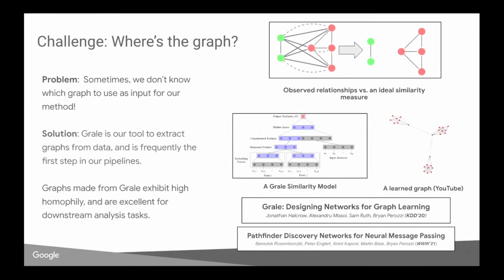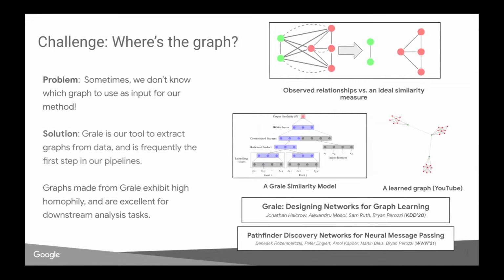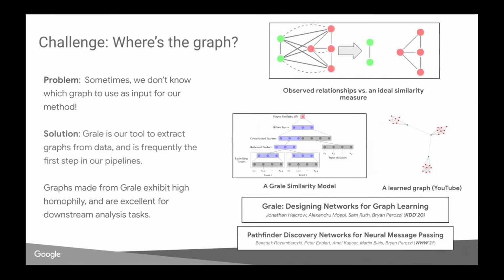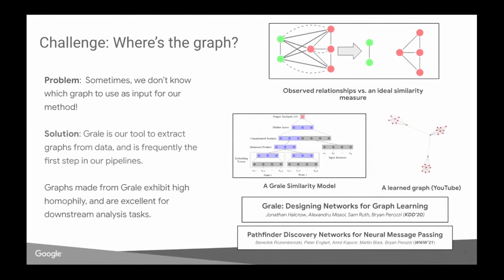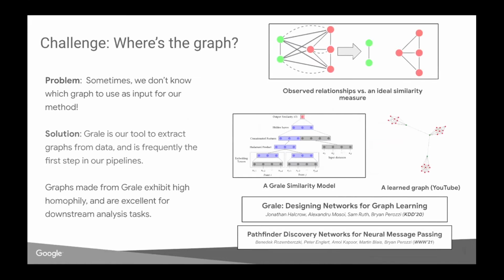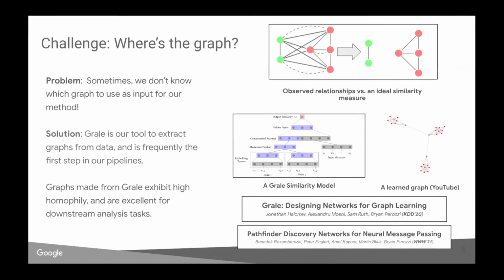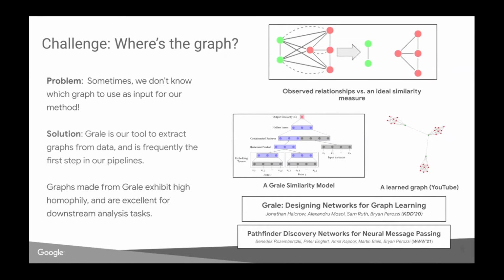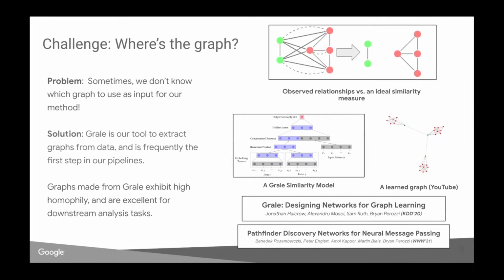The third big challenge that we encounter, that we don't see that much in the research world, is what to do if we don't have a graph: how to build a good graph. So Grale is our tool to extract graphs from data, and it's frequently the first and major step in our graph mining pipelines. Graphs built with Grale are very homophilous, so they're well suited for graph learning. We have a paper at KDD and another paper that does more advanced graph building and tells about how these things are actually used in production. So please give them a read.